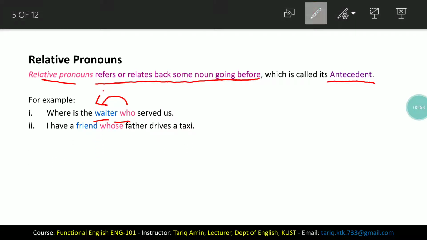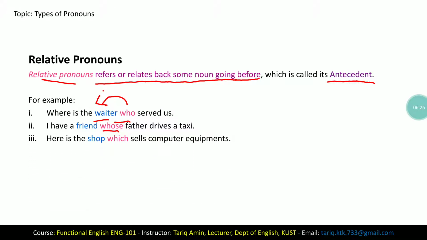And I have a friend whose father drives a taxi. Whose is a relative pronoun and it refers back to its antecedent, which is friend. A friend is a noun. So a relative pronoun is a pronoun that refers or relates back to a noun that goes before it, and the noun that goes before it is called its antecedent.